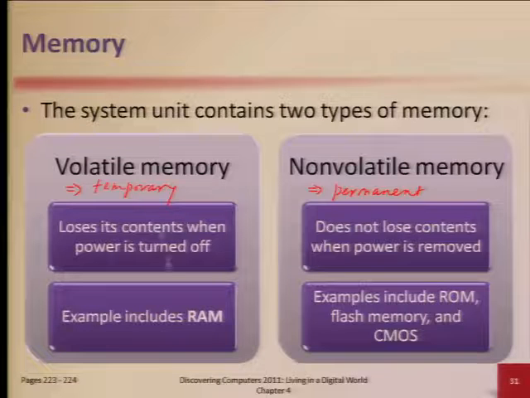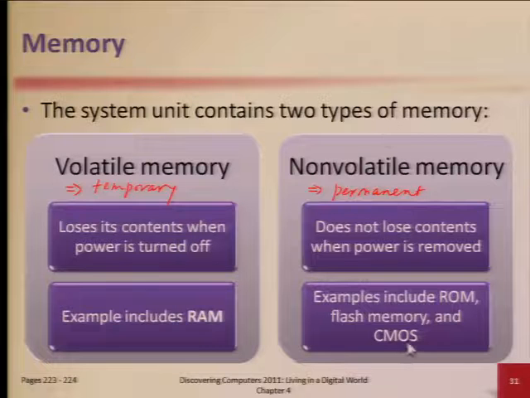A good example for the volatile one is RAM, or DRAM or SRAM. Doesn't matter, it's just RAM, random access memory. The other one is ROM, read-only memory, or the so-called flash memory, the one where you store your music and your photos in a thumb drive, right? Or just a memory card.